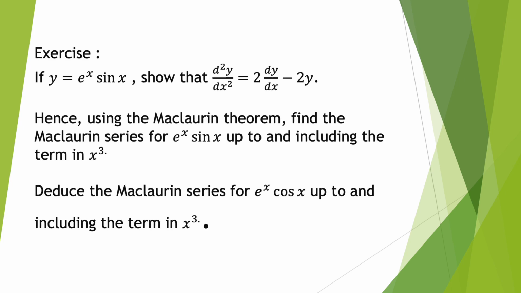Today's lesson, we are going to discuss the exercise given. If y equals e raised to power x sine x, show that d squared y over dx squared equals 2 dy over dx minus 2y. Hence, use the Maclaurin theorem to find the Maclaurin series for e raised to power x sine x up to and including the term in x to the power 3. Deduce the Maclaurin series for e raised to power x cos x up to and including the term in x to the power of 3.